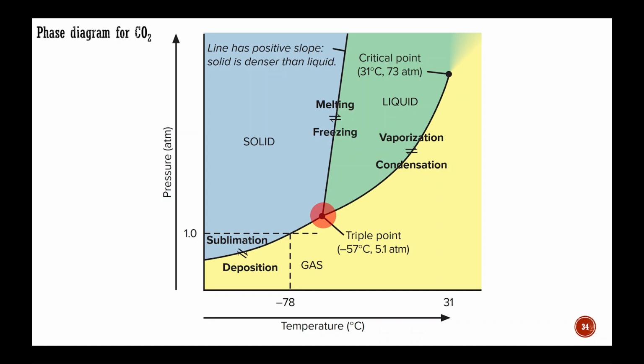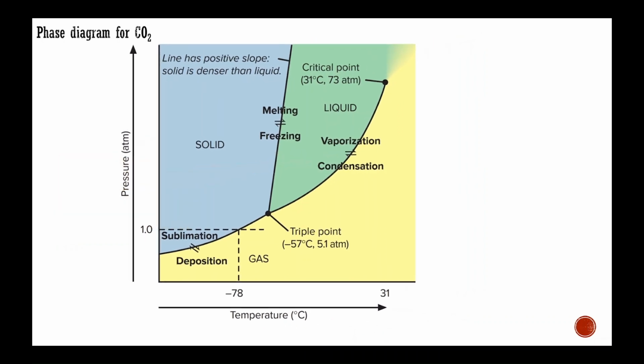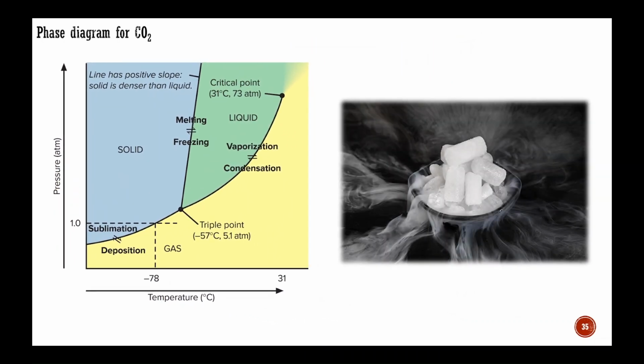Another interesting observation about the phase diagram for carbon dioxide is that the entire liquid phase lies well above atmospheric pressure. Therefore, it is impossible for solid carbon dioxide to melt at 1 atmosphere. Instead, when solid CO2 is heated to minus 78 degrees Celsius at 1 atmosphere, it sublimes. In fact, solid carbon dioxide is called dry ice because it looks like ice and does not melt. Because of this property, dry ice is extremely useful as a refrigerant.